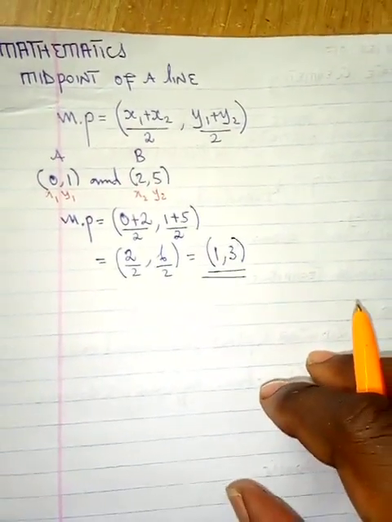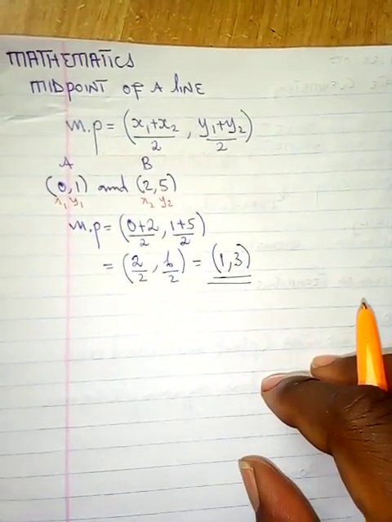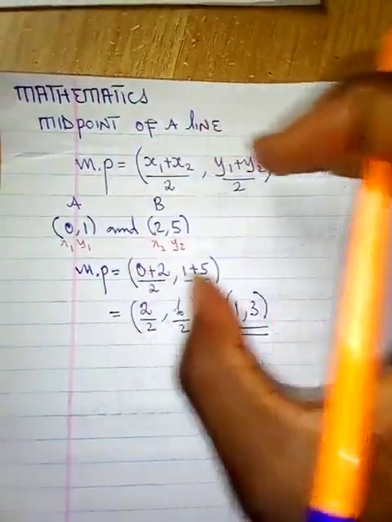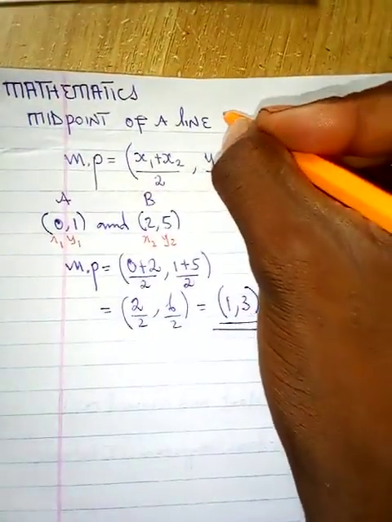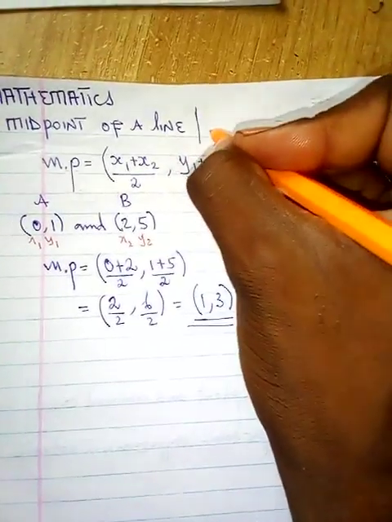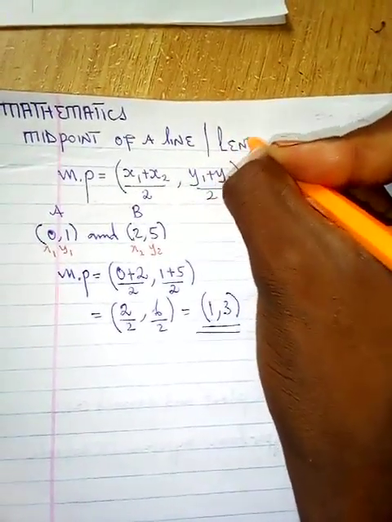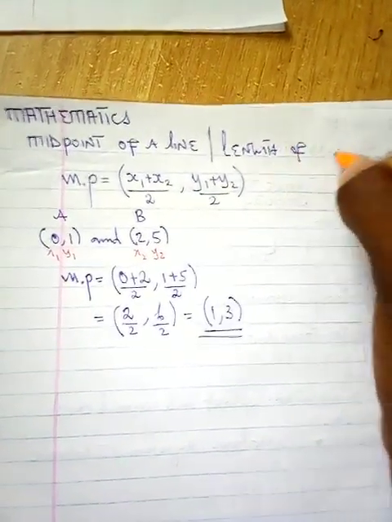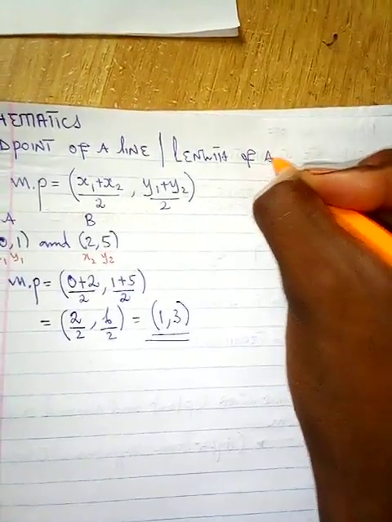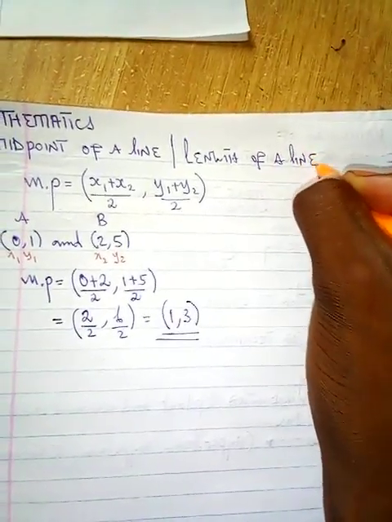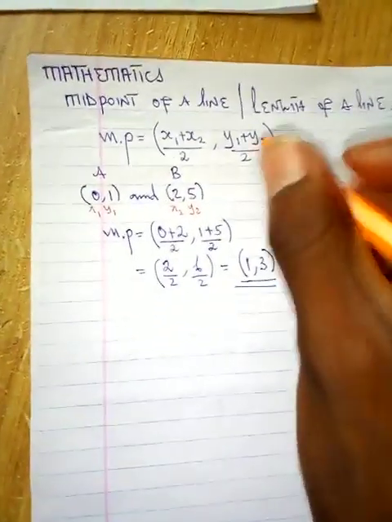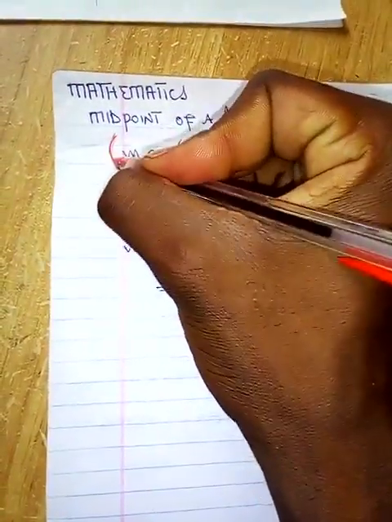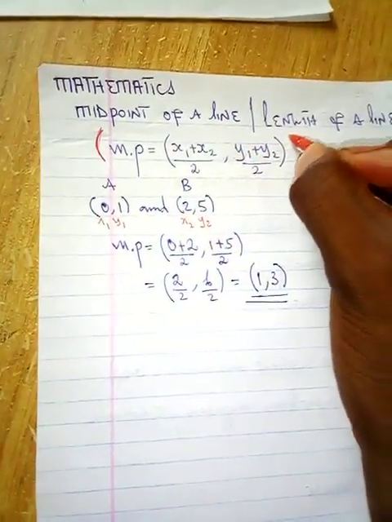This is how you can determine the midpoint of a line. So let me try to expand this. Let this be the midpoint of a line and the length of a line. Let us see how we can handle this. What if you were given a task to also determine the length of this line?